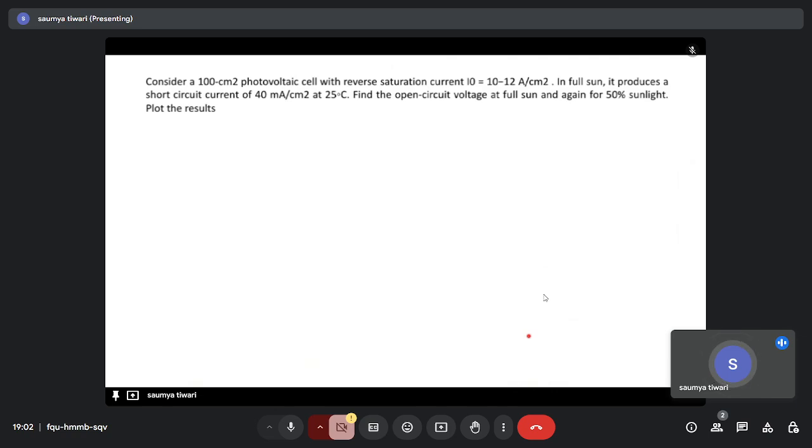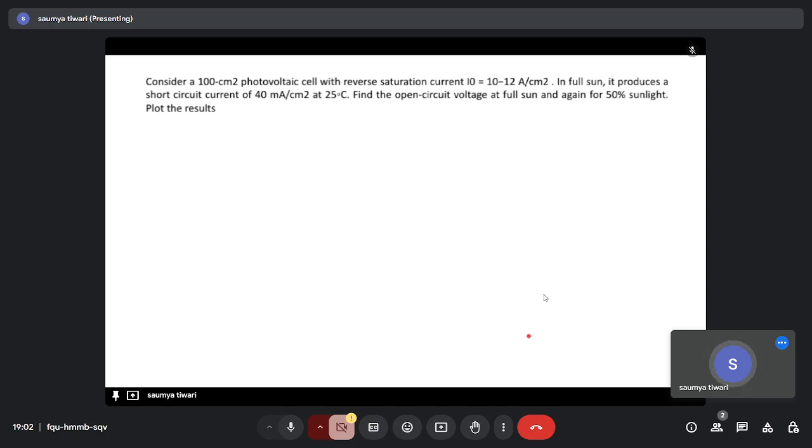So this is the next question on the PV part. So I'll read this question. Consider a 100 centimeter square photovoltaic cell with a reverse saturation current of 10 to the power minus 12 ampere per centimeter square. In full sun, it produces a short circuit current of 40 milliampere per centimeter square at 25 degrees Celsius. Find the open circuit voltage at full sun and again for half of the sunlight, okay?